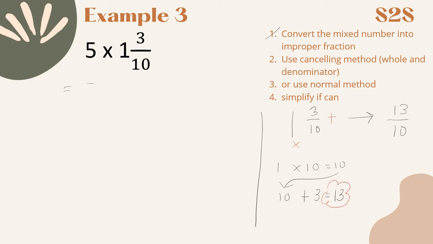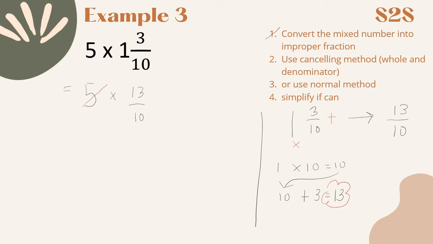So this becomes 5 times 13 out of 10. Step 2, use the cancelling method, or step 3, use the normal method, whichever method suits you the best. You can also use the normal method for this one if you're not confident enough to use the cancelling method. So for the cancelling method, you are focusing on the whole and the denominator. Ask yourself, can you divide both numbers using the same factor? Yes, so you can divide it by 5.